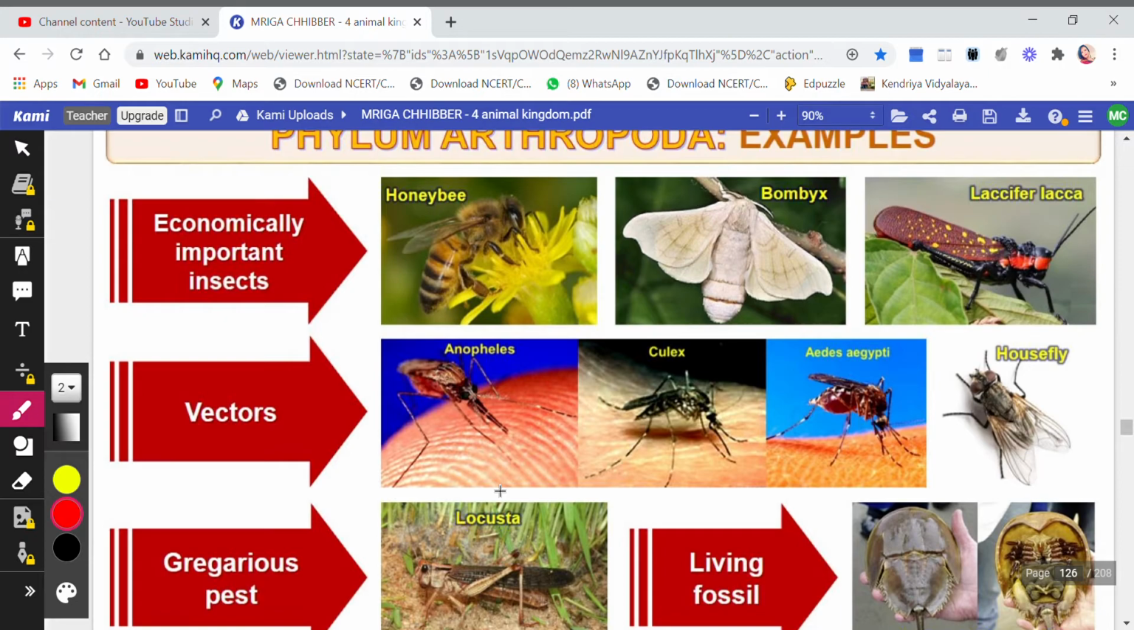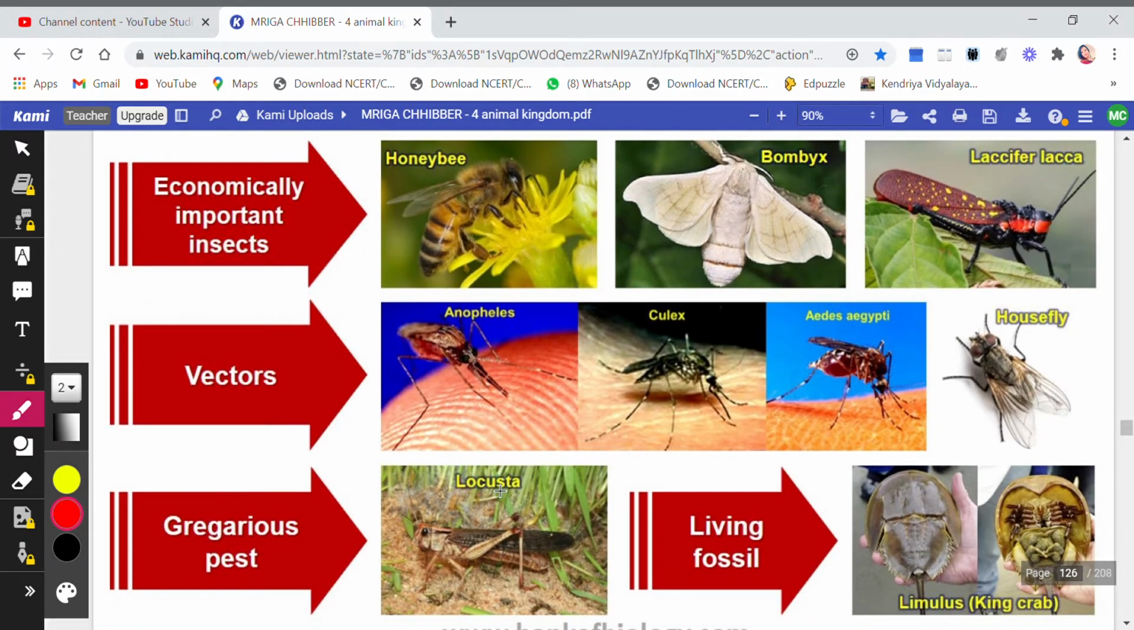Economically important insects, of course, honeybee is very important for us because it is actually the main pollinator. Bombyx is also a good pollinator, you can say. Lac insect. Then the vectors, these are the vectors which are actually the main cause of disease carrying organisms. Anopheles, Culex, Aedes, housefly, these are all the vectors because they carry all the pathogens, and they are actually the ones which spread the diseases from a diseased person to a healthy person.